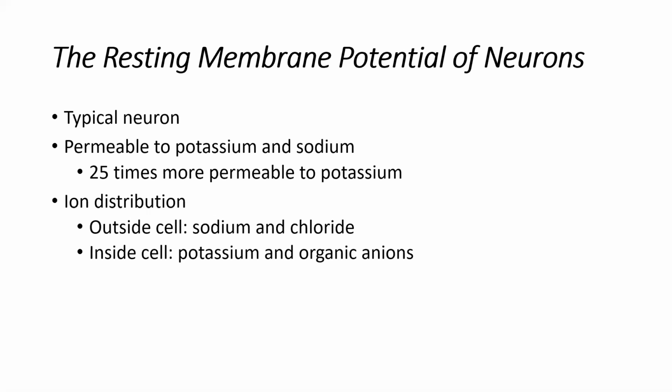We also want to look at the relative ion distribution across the typical neuron. Outside the cell, there's sodium and chloride. Inside the cell, there's potassium and other organic anions, which have a negative charge. And so initially, we start out with this balanced scenario where the positive charge of sodium is being balanced by the negative charge of chloride. And on the inside of the cell, the positive charge of potassium is also being balanced by the negative charge of the organic anions that are inside the cell. So we kind of start off with this balanced scenario where we have equal positive and negative charge on the inside and the outside of the cells.